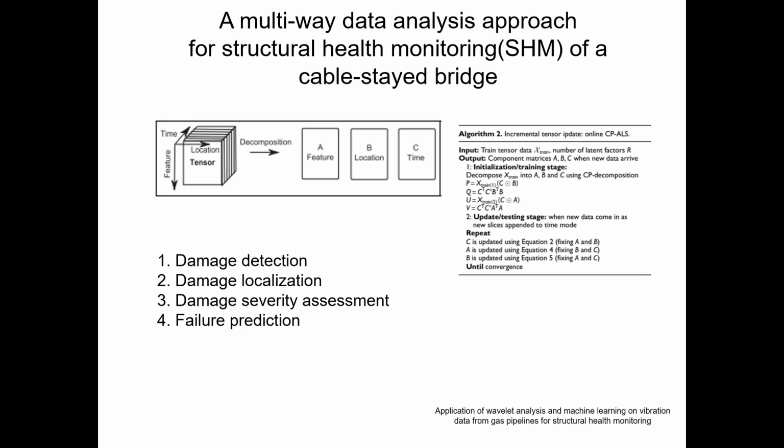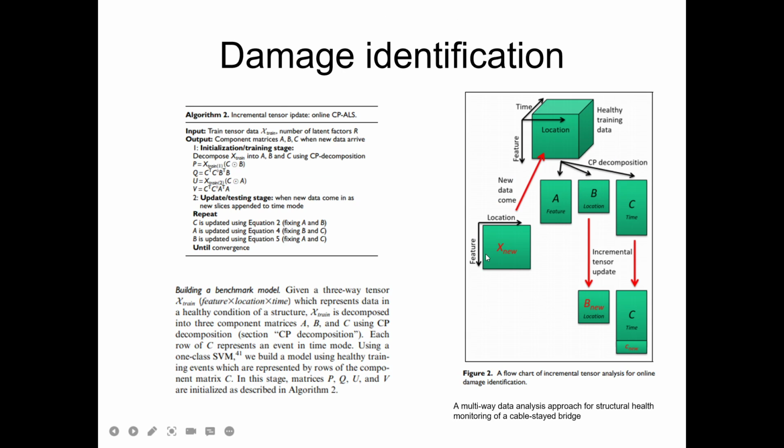So the new data will be decomposed into three component matrices A, B, C by using CP decomposition. After this, they use one class SVM to build a model using healthy training events, which is a benchmark model. They build the model using healthy training events, which are represented by rows of the component matrix C.